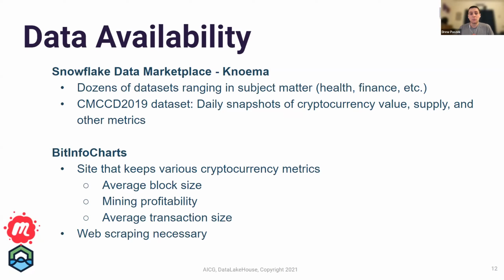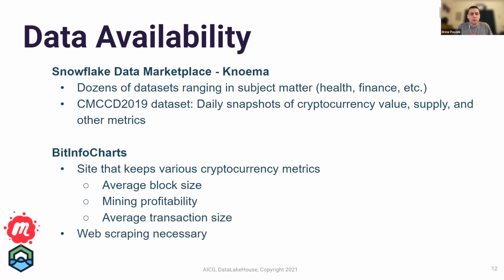And with regards to this Knoema data, we'll want to look at Knoema finance data, and one data set, this CMCCD 2019 data set, which gives us a glance at daily snapshots of crypto value, supply, and has other metrics as well. So that goes back into what I was talking about earlier with us wanting time series data. This is going to give us that time series data.